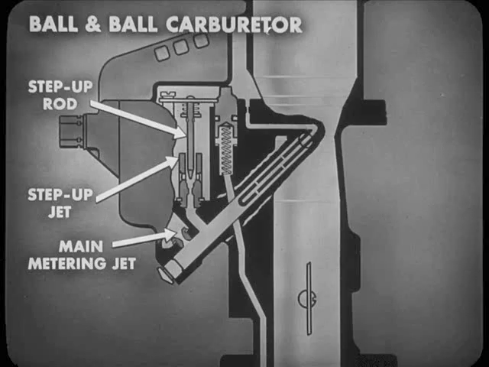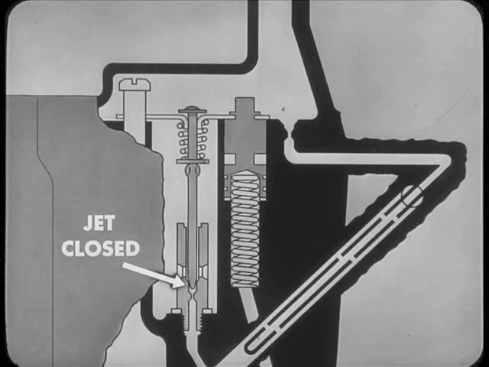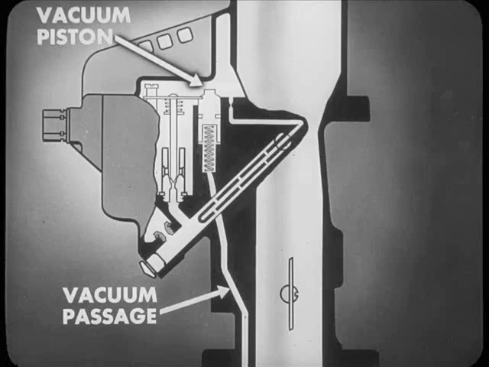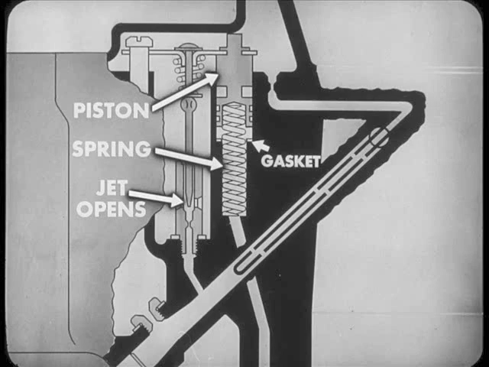On the ball and ball carburetor, there's a step-up rod which raises and allows gasoline to flow through the step-up jet, in addition to that already flowing from the main metering jet. Normally, the step-up jet is held closed by the manifold vacuum. But whenever this vacuum drops due to sudden acceleration or high car speed, the step-up jet opens. Here's what happens. Vacuum in the step-up vacuum passage holds the piston down. But when the vacuum falls off, the spring under the piston pushes it up. This opens the jet and adds extra fuel to the mixture for maximum power.